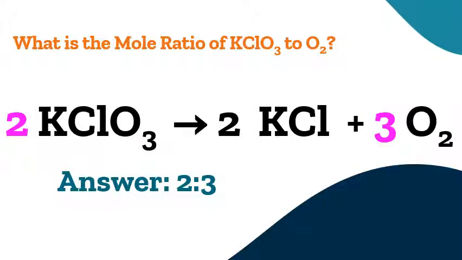We'll write our mole ratio like this, 2 with a colon 3, to indicate that we have 2 moles of potassium chlorate that would produce 3 moles of dioxygen. We can use this to solve stoichiometric problems further along.